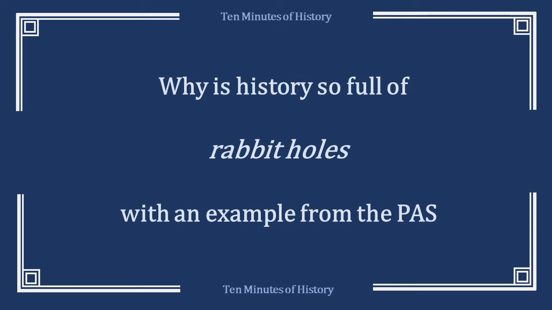A rabbit hole is a tangential line of reasoning that leads you to a piece of evidence or literature that seems unrelated to the original question. And they are really common in historical research. Why? Well, I think the answer is fairly simple. It's about what historians collectively consider a legitimate answer to a question.